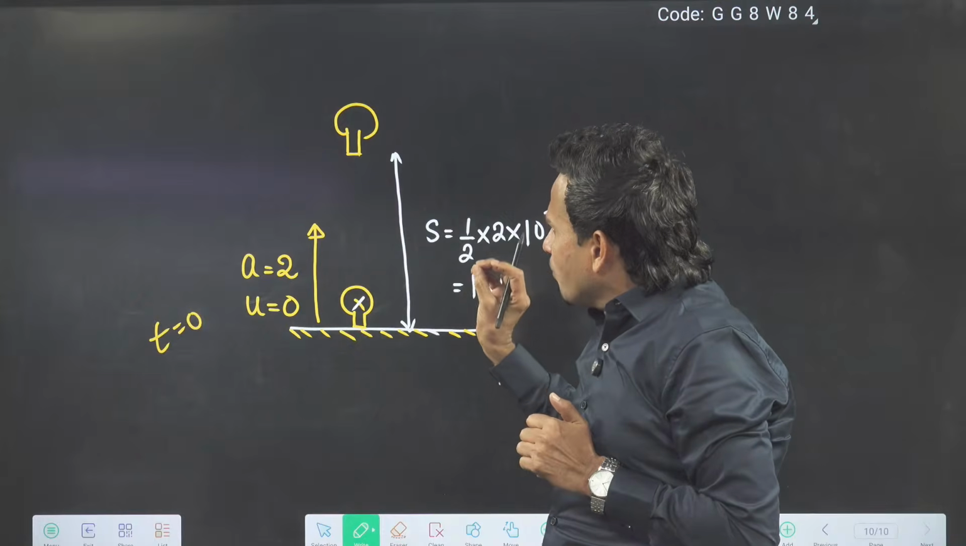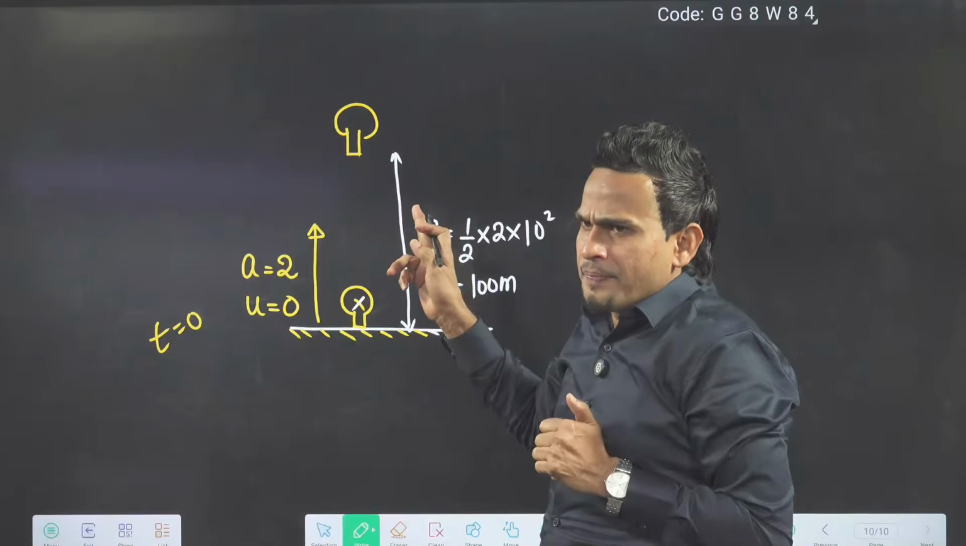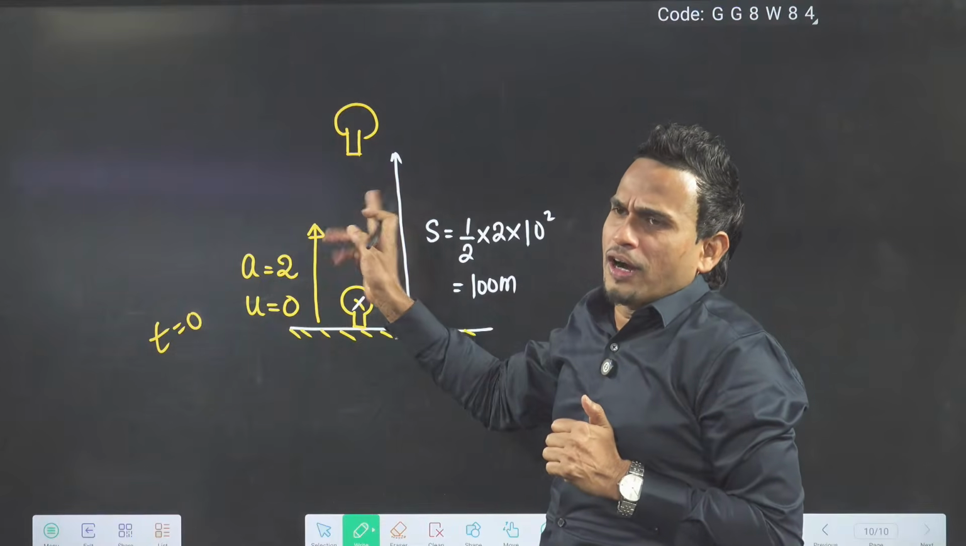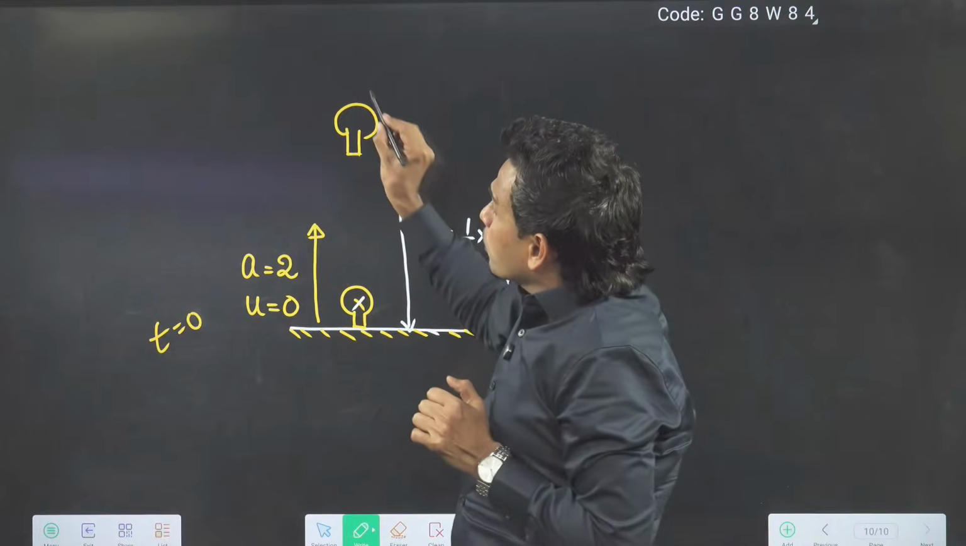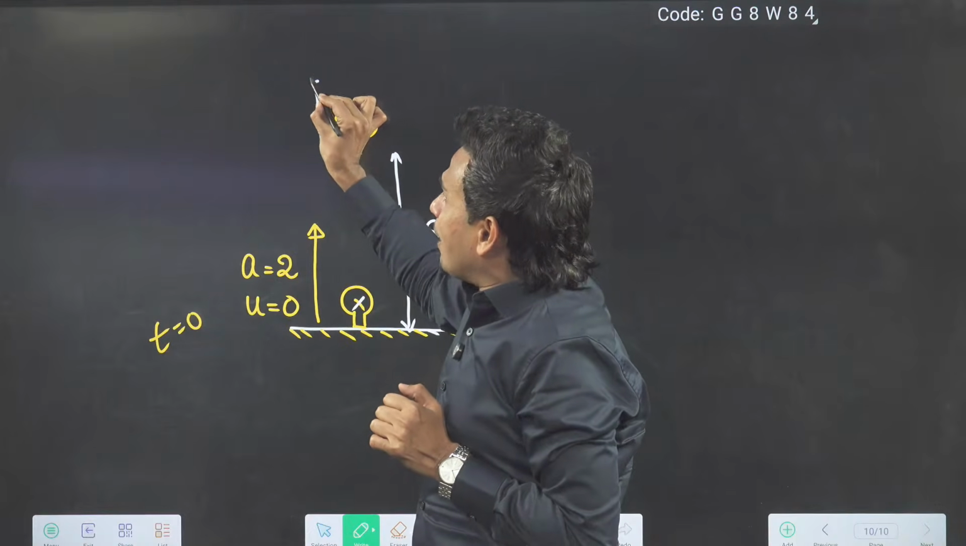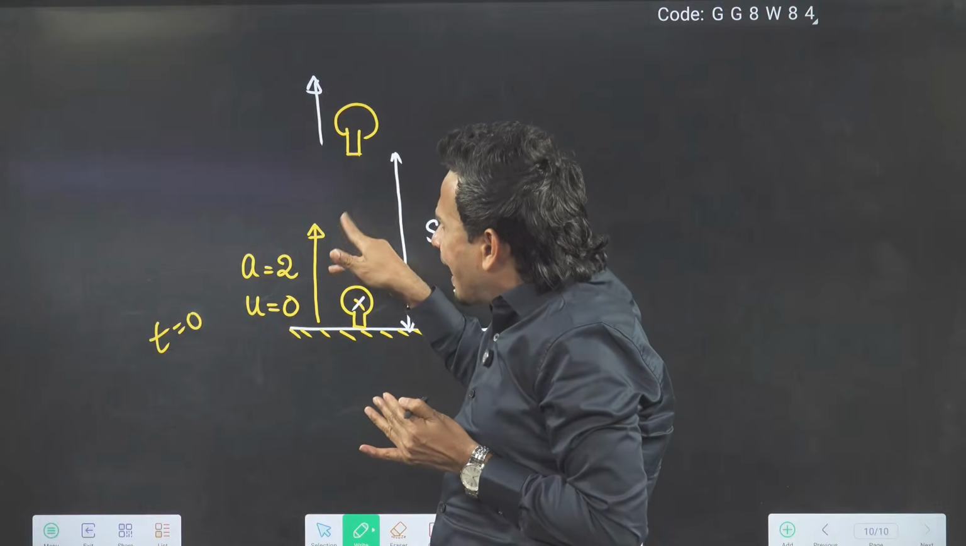Means the instant you drop the stone from the balloon, the balloon is at a height of 100 meters. And the balloon also has velocity because the balloon was accelerated. So due to this acceleration, the balloon is gaining velocity.